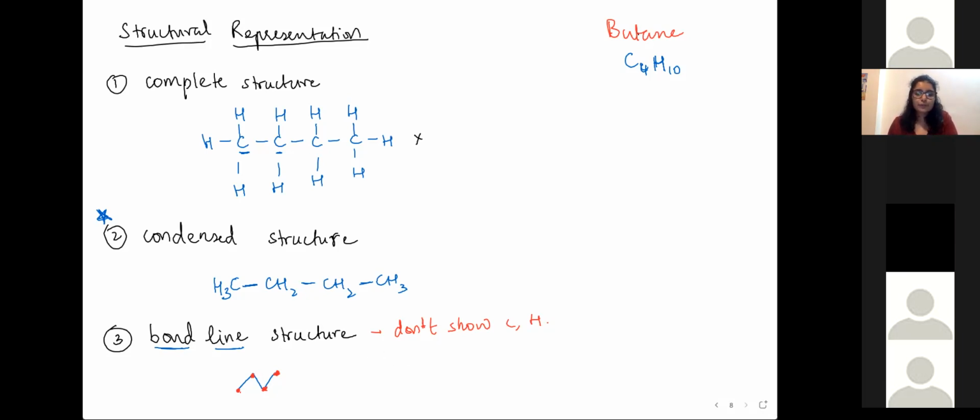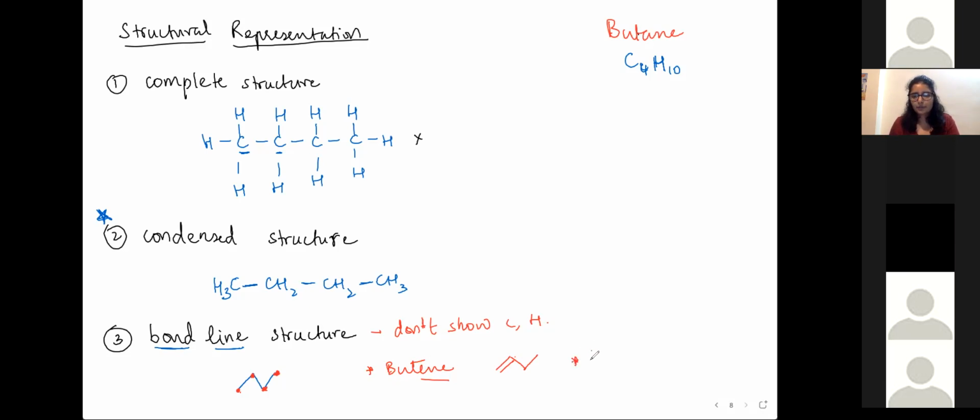Suppose I want to show butene. This is a 4 carbon atom compound. Ene hai, matlab there is a double bond somewhere in the structure. So double bond is represented by 2 lines. So 1 carbon, 2 carbon, next 3 carbon, third carbon here, fourth carbon here. So this is how it is represented.